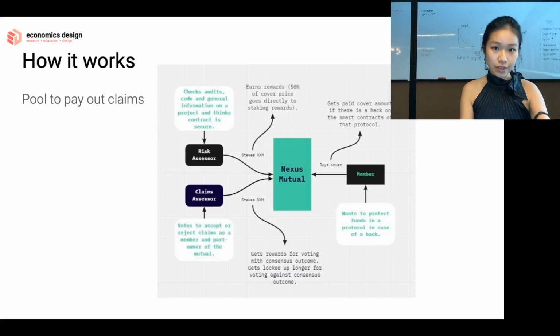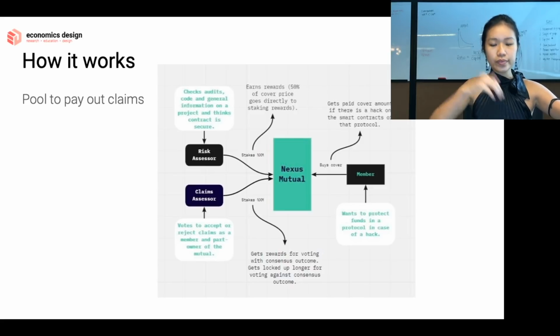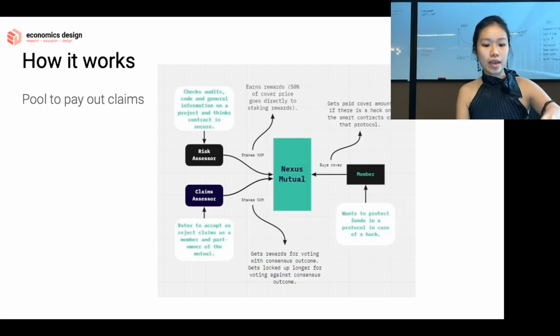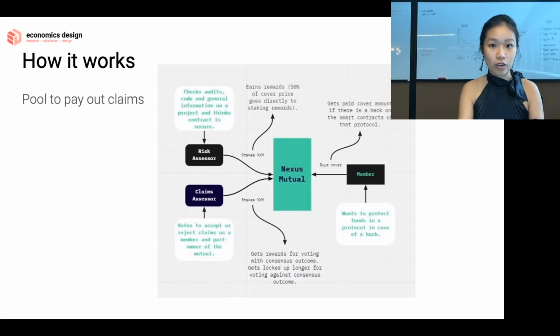I'm going to stake 10 ETH to validate that this protocol is secure and there are no bugs. Now, because there's 10 ETH in the pool, a member like me can come in and say, oh, there's 10 ETH available, so I can buy the cover. Just in case anything happens, that amount of money in the pool can be used to pay out for my borrowing and lending on Aave. That's why I buy the insurance, right? Okay, so that's the general idea.